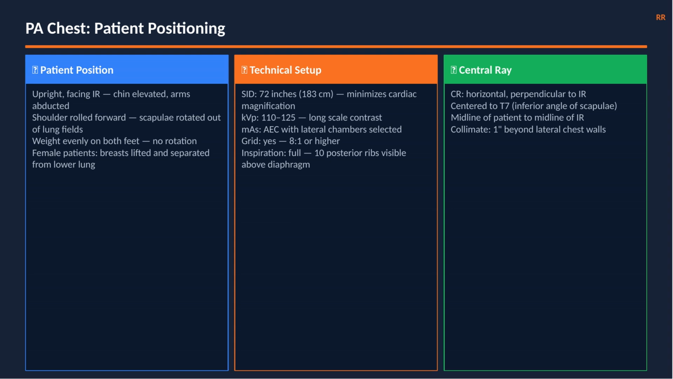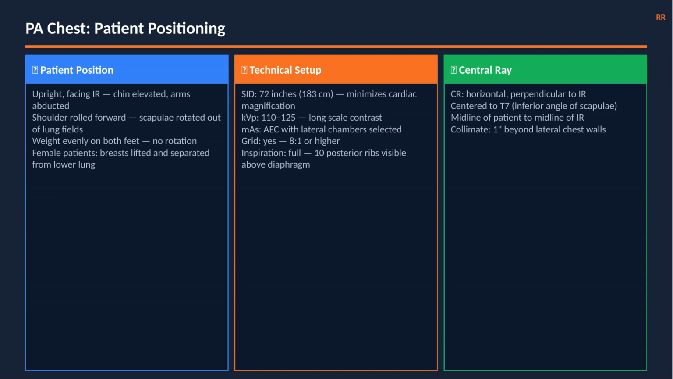The arms are abducted, elevated and rotated so the shoulders roll forward. This forward rotation of the shoulders is the key positioning move. It rotates the scapulae laterally and clears them from the lung fields. Female patients. Breasts are lifted and separated from the lower lung zones to prevent them from obscuring the bases.